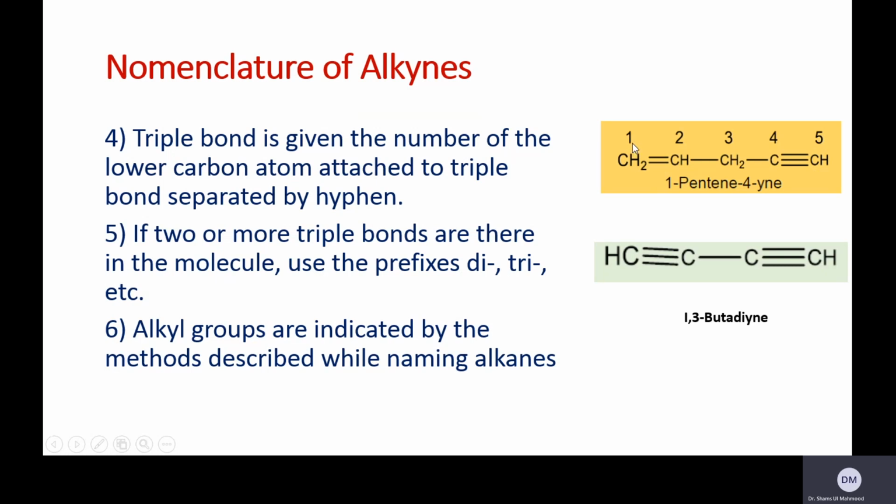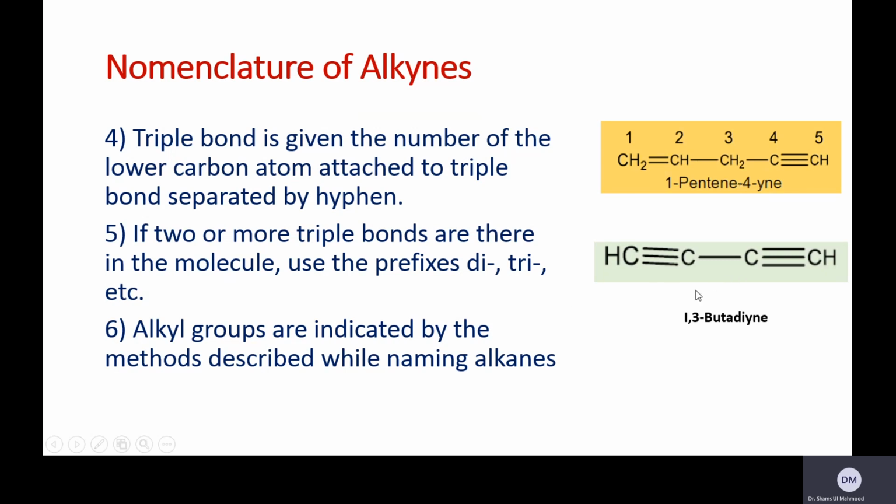So numbering will be 1, 2, 3, 4 and 5. It means this is the parent, 1-pentene, and we will use the ending 'yne' for the triple bond. 4-yne means the triple bond is between the 4 and 5 carbon. So the double bond gets the preference over the triple bond.